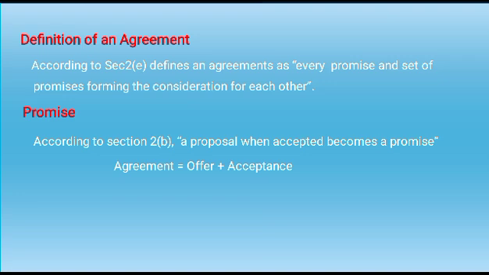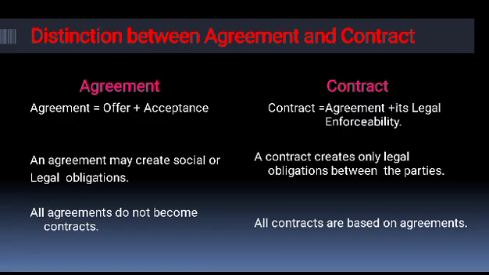Next, an agreement. According to Section 2(e), an agreement is defined as every promise and every set of promises forming the consideration for each other. Next, promise. Promise means, according to Section 2(b), a proposal when accepted becomes a promise. In this concept, we follow: agreement equals offer plus acceptance.